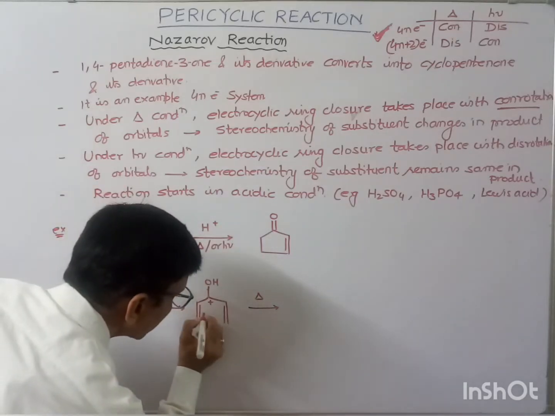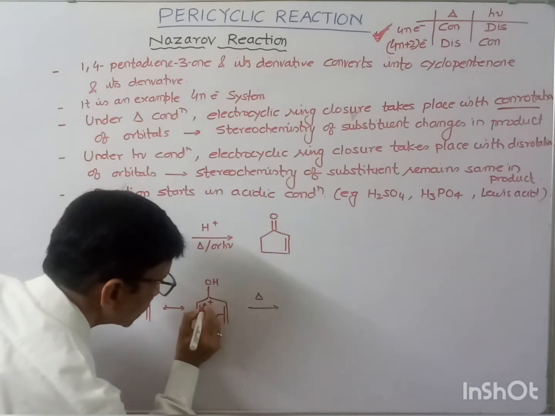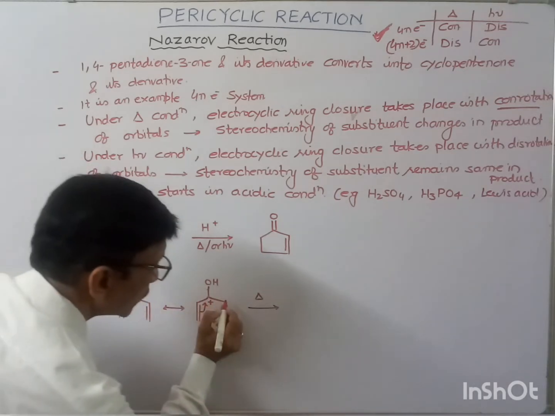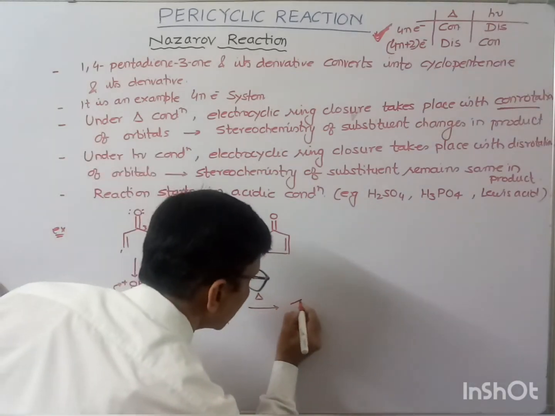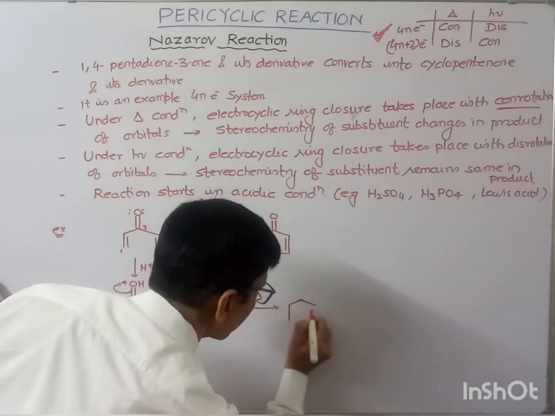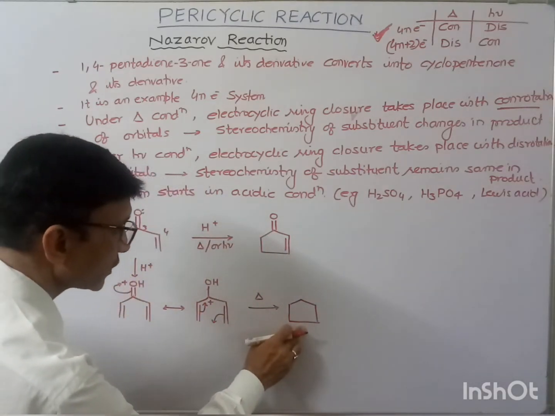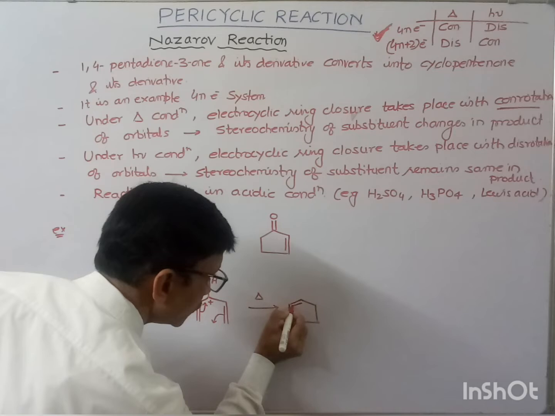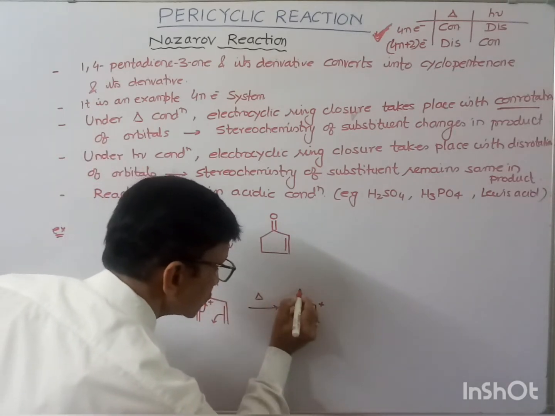So here under thermal condition, this cyclic shift of electrons will start. This positive charge will get neutralized. A new positive charge will come at this carbon. So we may write that this will undergo ring closure. A new sigma bond is formed over here, and a new pi bond is formed here, with the positive charge.